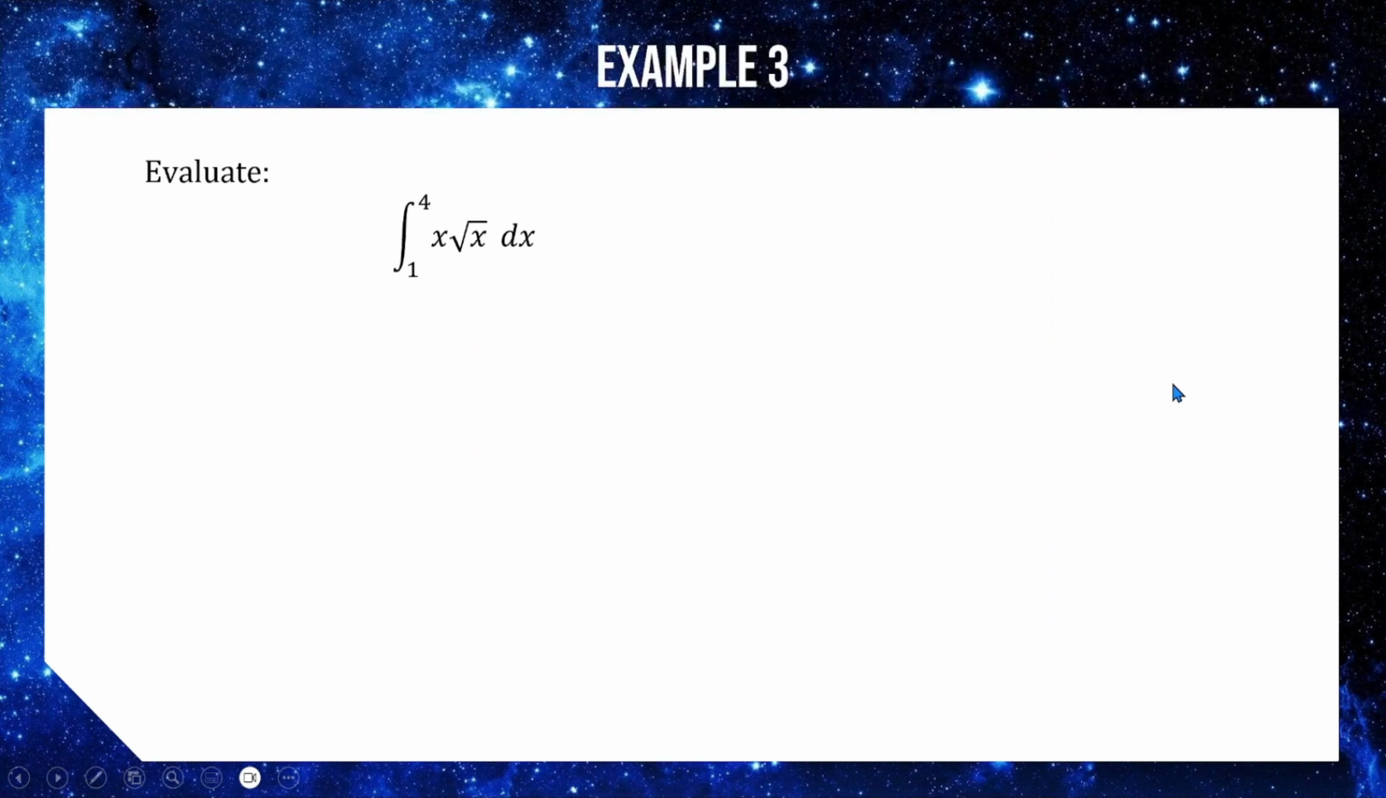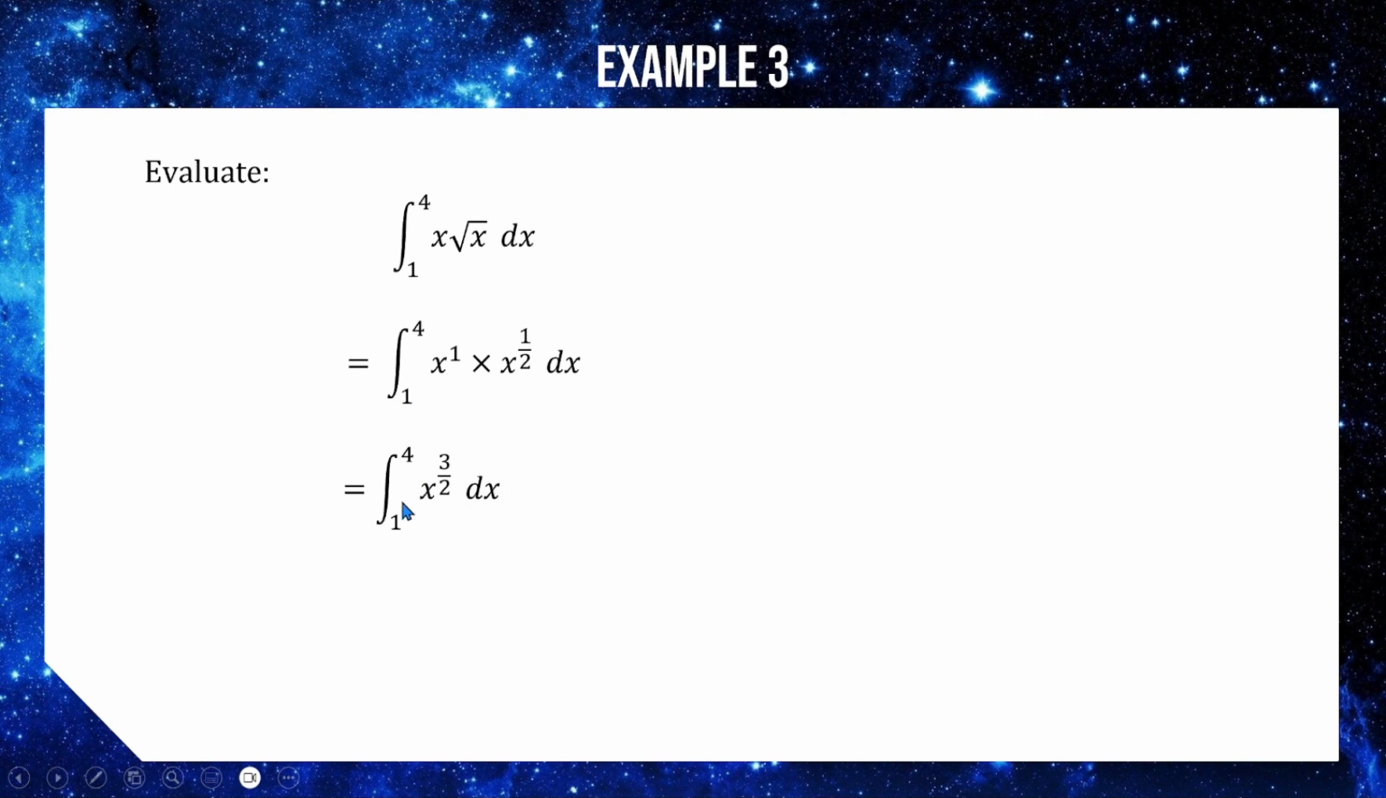Let's do example 3. Integrating between 1 and 4, x times the square root of x with respect to x. Okay, so first challenge here is to write our question in a form that's more calculus friendly. Trick I showed you before is that the square root of x can be written as x to the power of a half. So this is essentially our question. We can simplify this using index laws. When we multiply with the same base, our powers are going to add together. So 1 plus a half is equal to 1 1/2, which I'm going to write as 3 over 2.